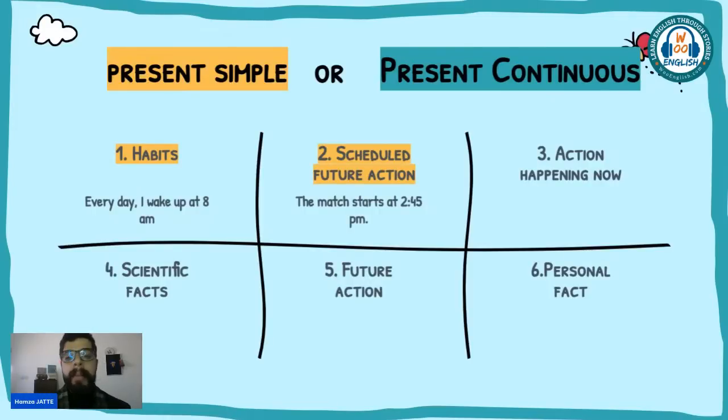Now, case number three: actions happening now, right now, at the moment of speaking. Actions happening now. Present simple or present continuous? What do you guys think?